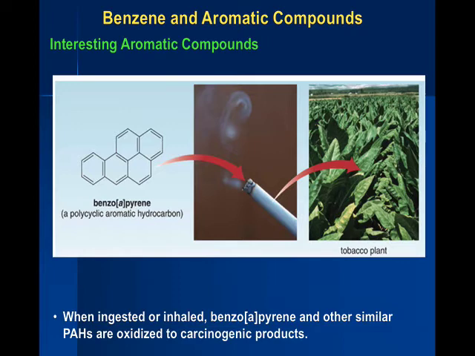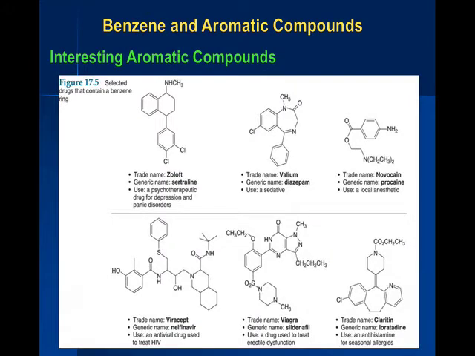This is what happens when you take a tobacco plant, you roll it up and you smoke it, you get benzopyrene, which you inhale, it gets into your system, your liver then oxidizes this into carcinogenic compounds, okay? And this is one of the many carcinogenic compounds that you can get from cigarette smoke, okay? So they are oxidized to carcinogenic products, okay?